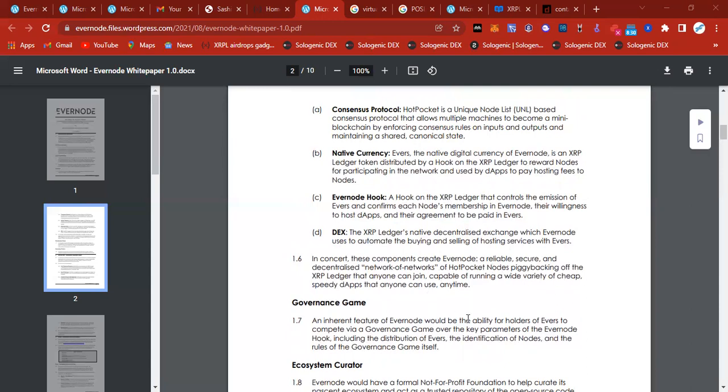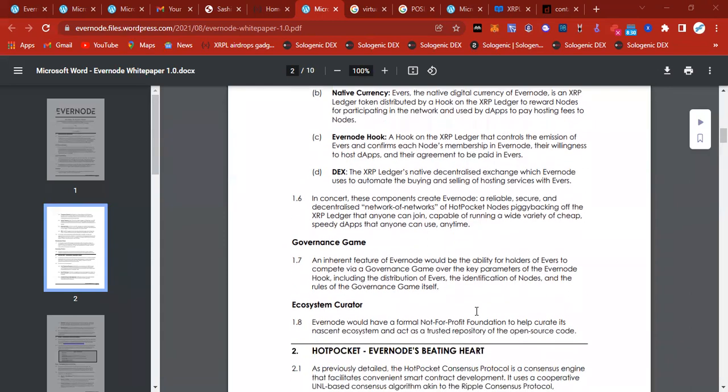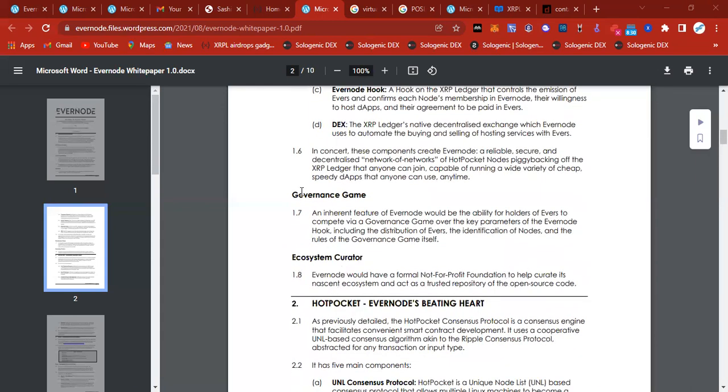Yeah, where you can buy and sell the token or the assets that run inside of Evers. So there is a governance game, and I'm very interested to see what this can possibly be and how far this can come. So this is going to be pretty cool. And the governance game is where we can vote over things that happen in the network, like the hook functions and key parameters of the Evernode.